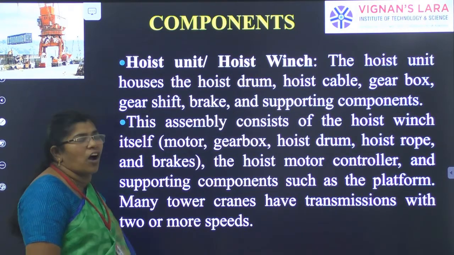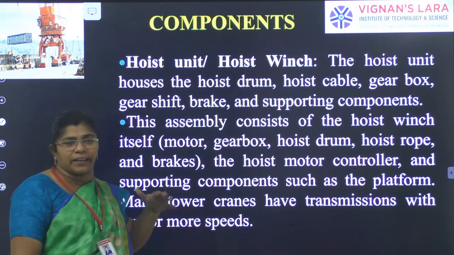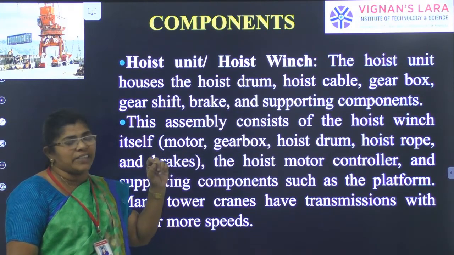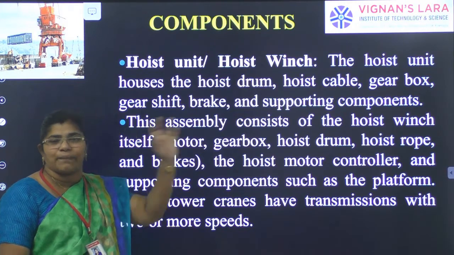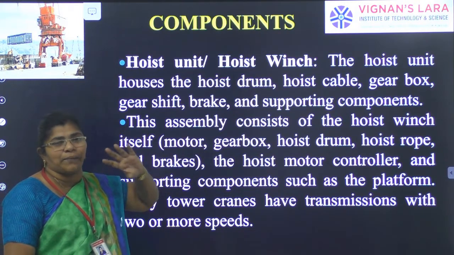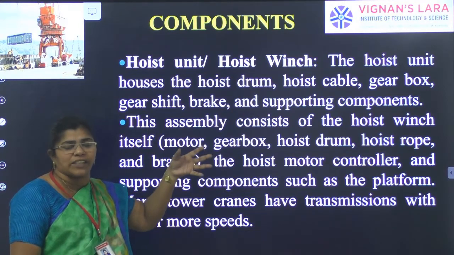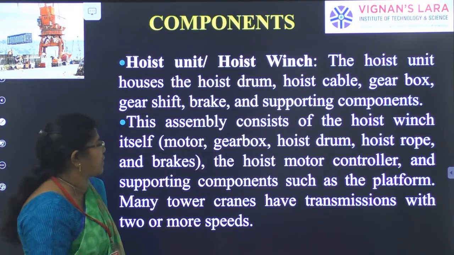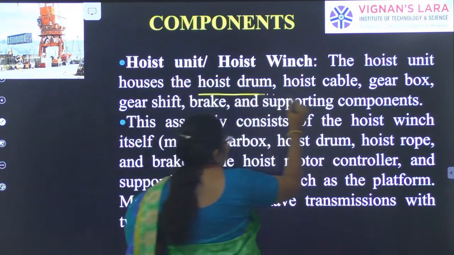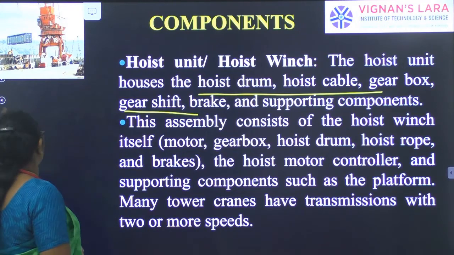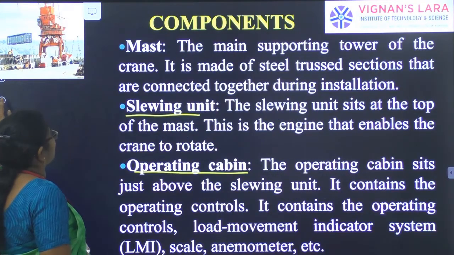Hoist winch. The hoist winch is a sheave or a rope that is attached, which will act as a winch. A winch is there to carry some load with the help of a rope. Similar to that, the stability of the crane can be maintained, because using the hoist winch we can easily shift the center of gravity position. It will have a hoist drum, hoist cable, gearbox, gear shift, brake, and the supporting things.